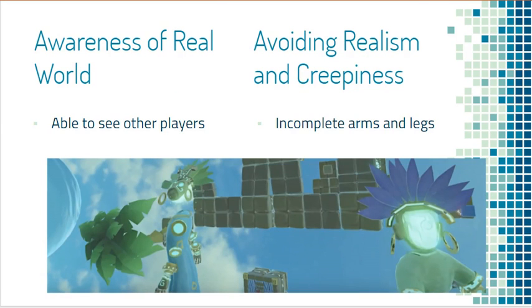Last but not least, designers ensure that players have the awareness of the real environment through the ability to see other players and relate to them in the gameplay. By making sure that these characters have incomplete arms and legs, designers avoid the creep factor where characters look too real and often can cause players to be uncomfortable when playing the game.